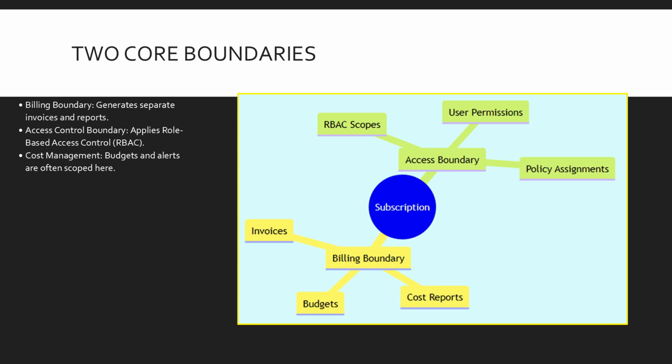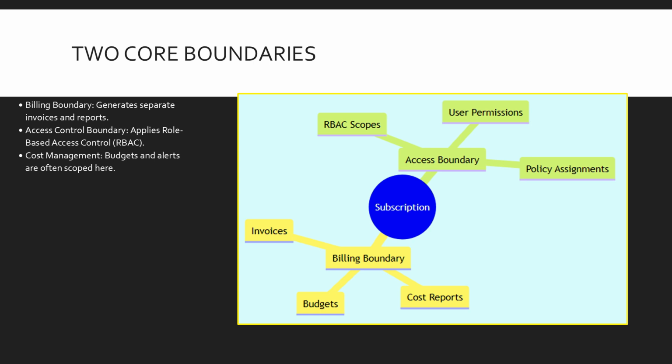A subscription is defined by two critical boundaries, billing and access control. First, it is a billing boundary. Each subscription generates its own separate cost reports and invoices, making it an excellent tool for separating costs between departments like IT and HR. Second, it is an access control boundary. When you apply role-based access control, or RBAC, at the subscription level, those permissions inherit down to every resource inside. This means if you make someone an owner of a subscription, they own everything inside it. This dual nature makes the subscription your primary tool for financial and security segmentation.